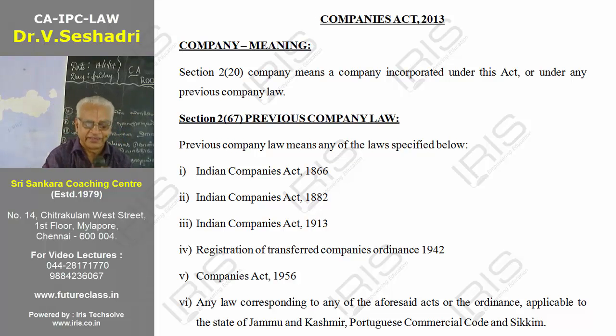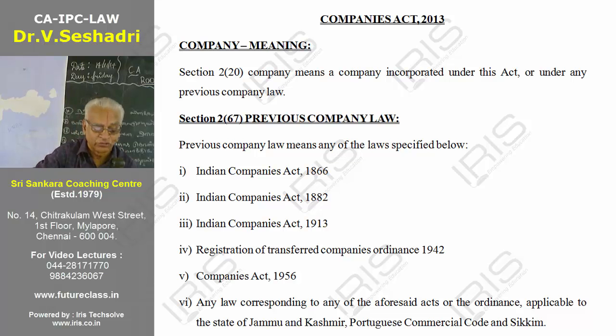In the 1956 Act, company was defined as a company formed and registered under the Act or an existing company. Then existing company has been defined as a company which was incorporated under any of the previous company law. Then previous company has been defined. Whereas in the 2013 Act, company has been defined as a company incorporated under this Act or under any previous company law. That means the previous company law has been defined and existing company has not been defined.